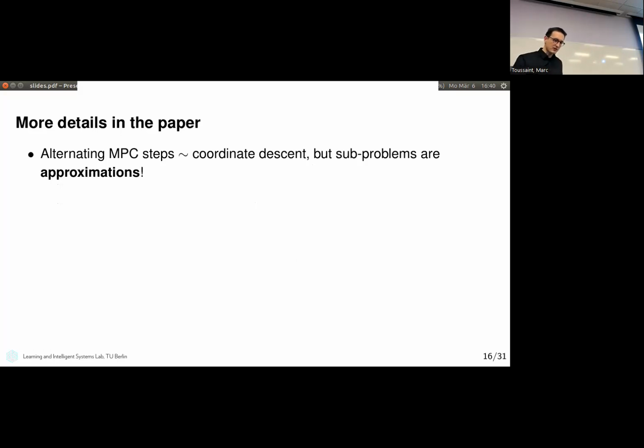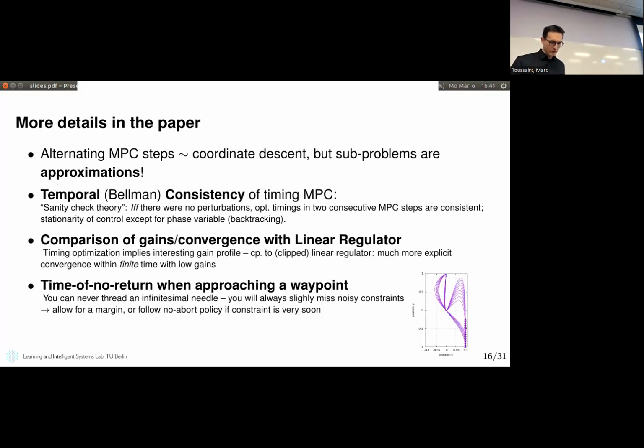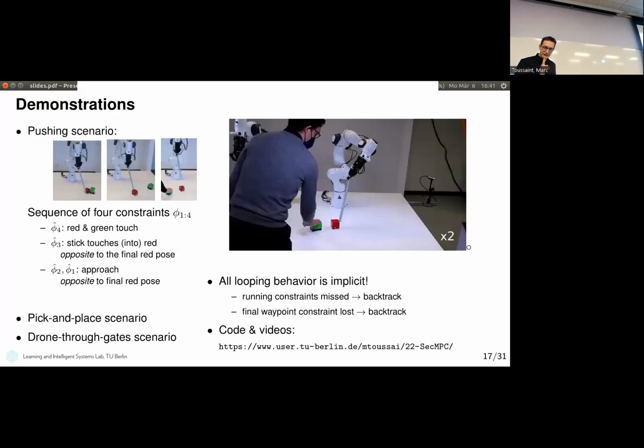Okay, I'll skip over that quickly. There's more details in the paper. I want to go a bit faster, so I'll skip that. There are also some technical things that I can show, and I showed you the demonstration already. I'm going to skip this also for the sake of time. Just contact me if you want to know more about this, and there are also some more demos and videos here.